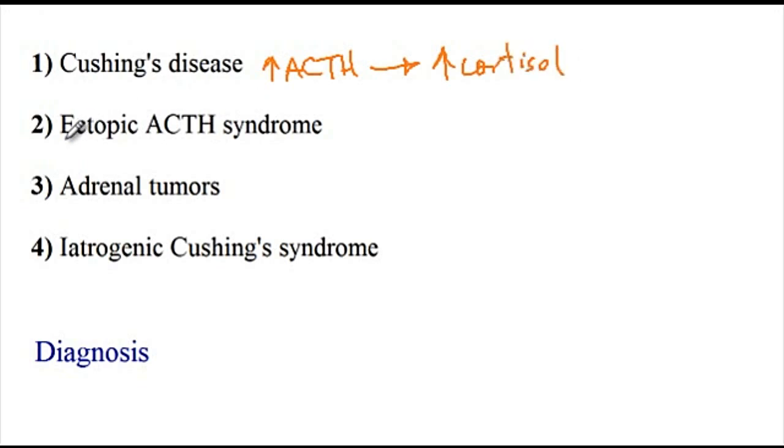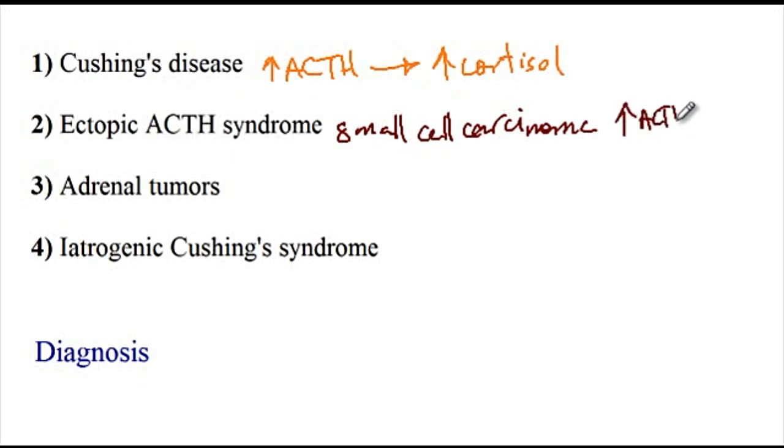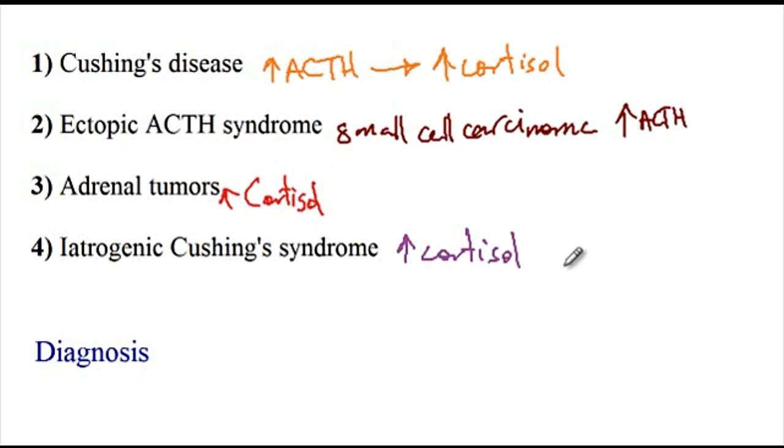Other causes of the Cushing syndrome include ectopic ACTH syndrome, which can be from small cell lung carcinoma that causes paraneoplastic syndrome, and so therefore it will again increase ACTH to increase the level of cortisol. There are adrenal tumors that directly increase the production of cortisol. And then finally, iatrogenic Cushing syndrome developed from excess cortisol administration.